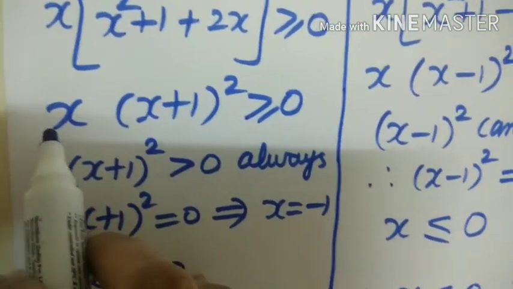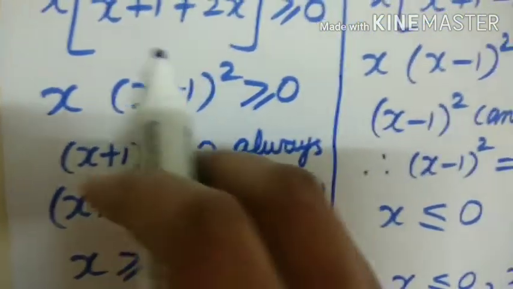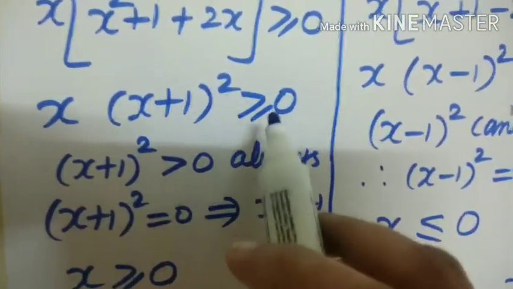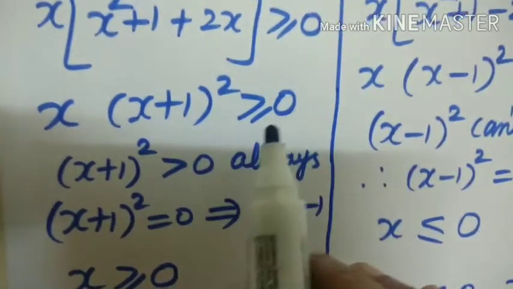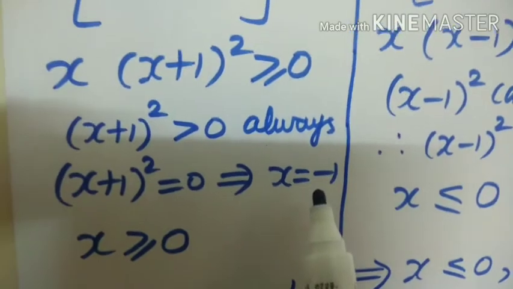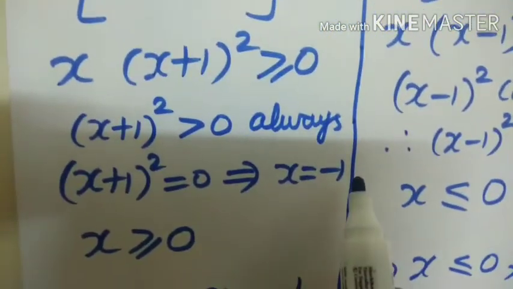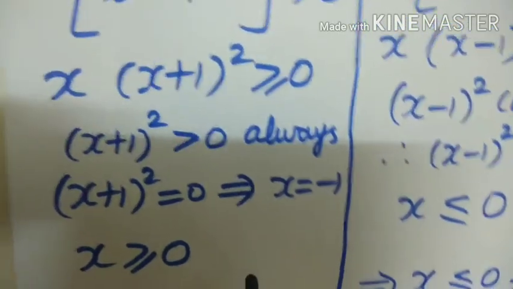What is the other quantity given? x. So x is greater than or equal to 0. This quantity does not give me a greater than condition, that is always true. So only x equal to minus 1 is another option. So on the left side I get two answers: x is minus 1, and x is greater than or equal to 0.